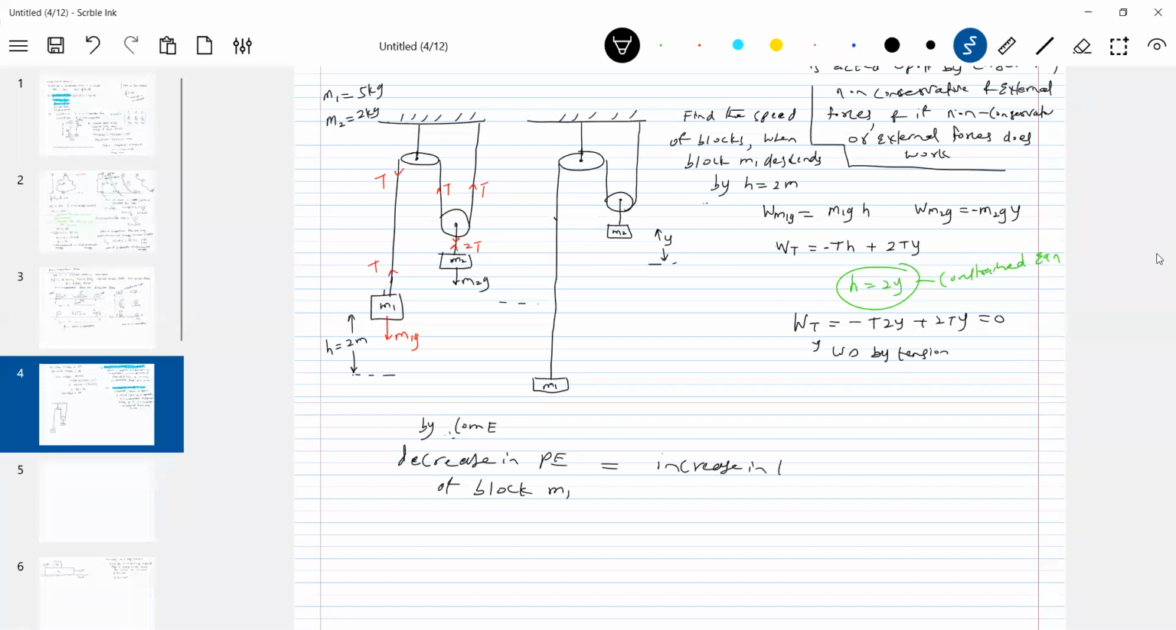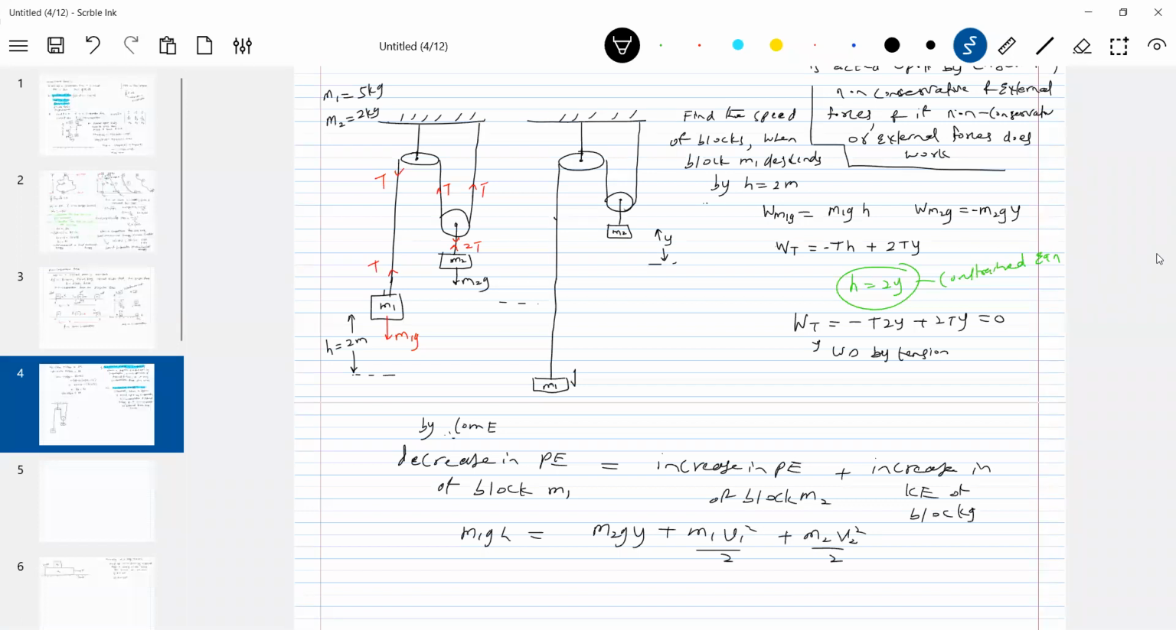Increase in potential energy of block M2 plus increase in kinetic energy of the blocks. So the decrease in potential of this, how much is it? M1 g H. Increase in potential: M2 g Y, plus M1 V1 square by 2, plus M2 V2 square by 2.